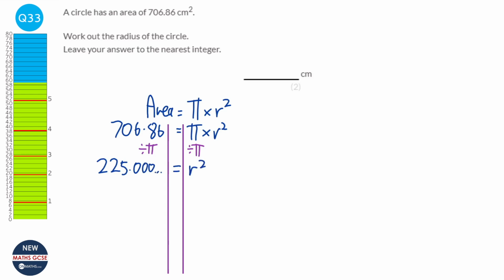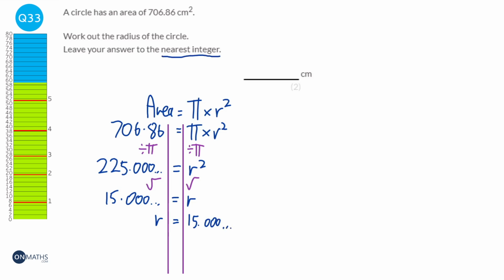Then I want to get rid of this squared here. So to do that, I do the inverse, which is square root. And square root of 225 is 15, and the square root of 225.000 blah blah blah, whatever was in our calculator, is going to be 15.000, etc. So pretty much 15.000. But it says it wants it to the nearest integer. Integer is a whole number, so my answer would be just 15.